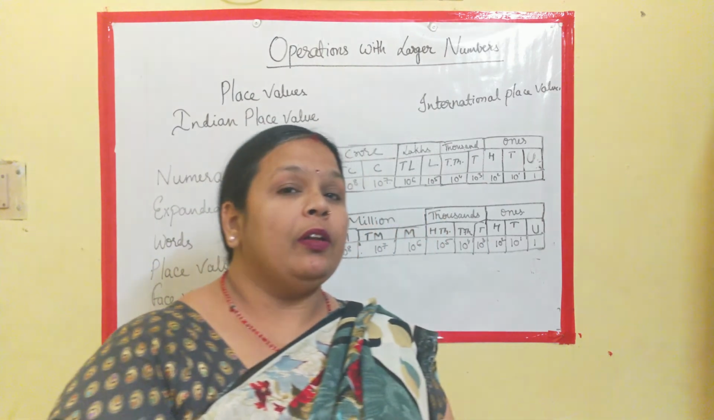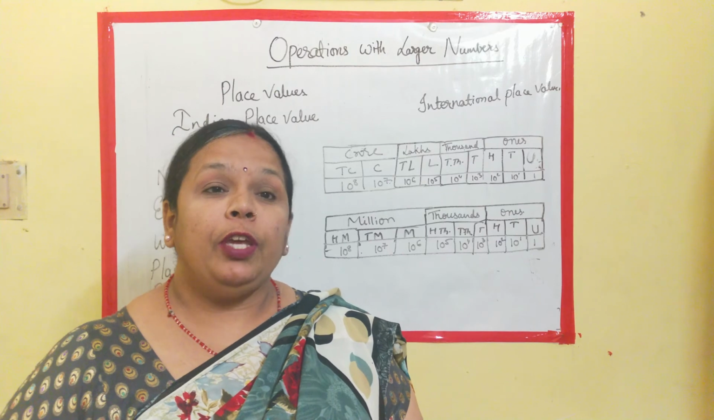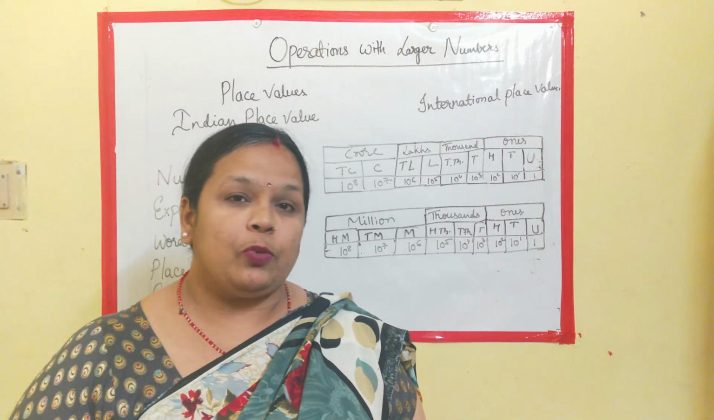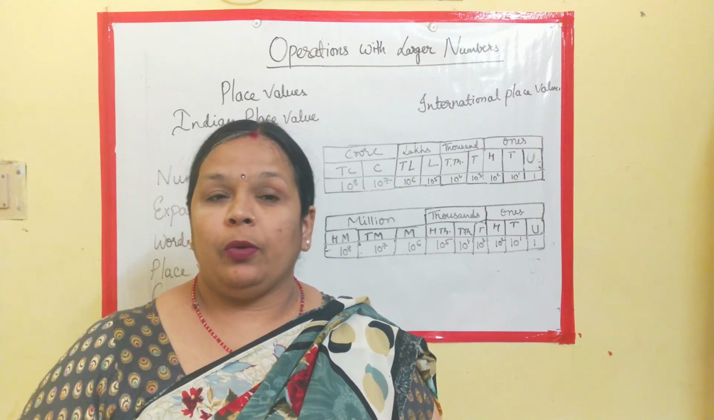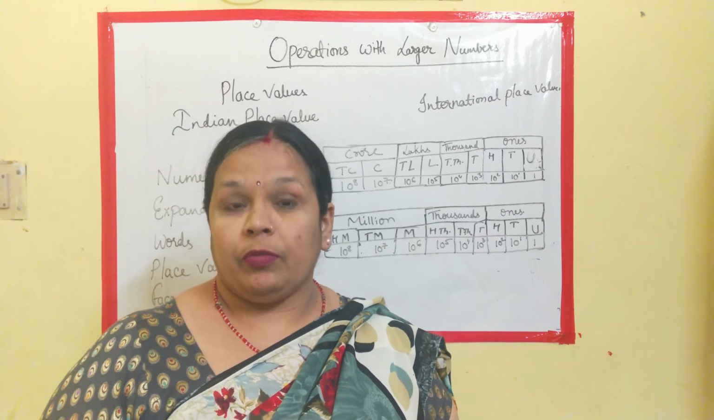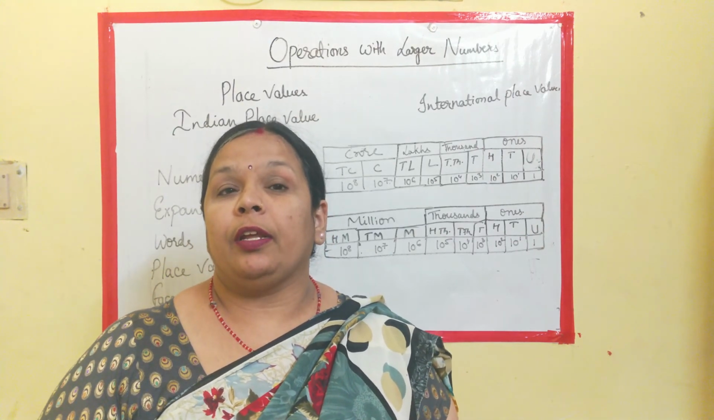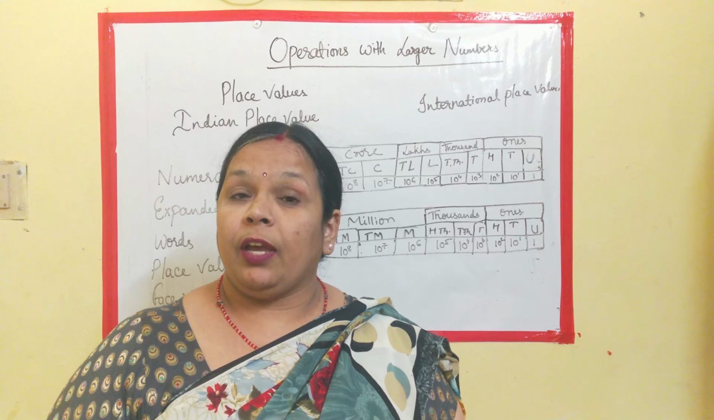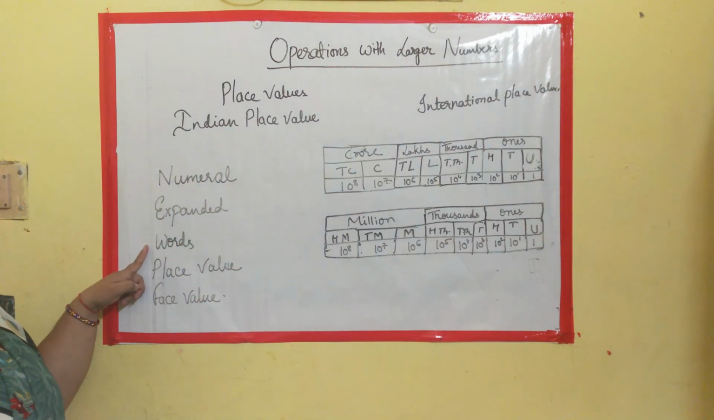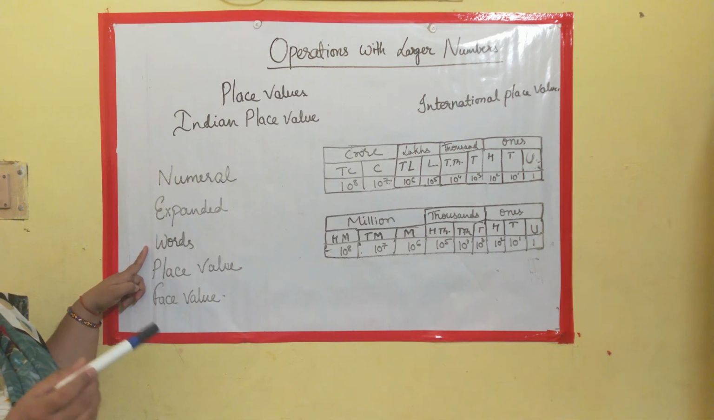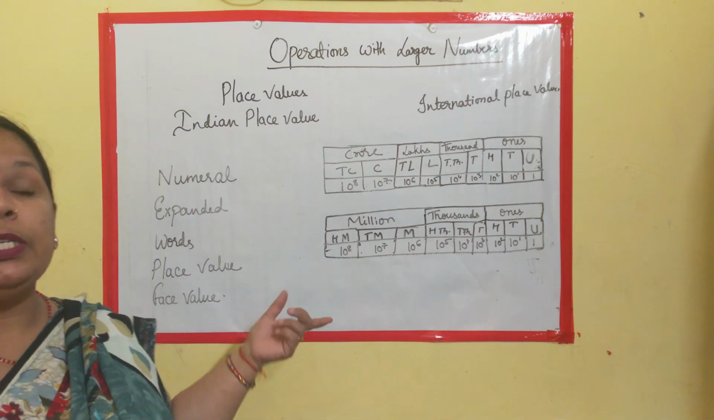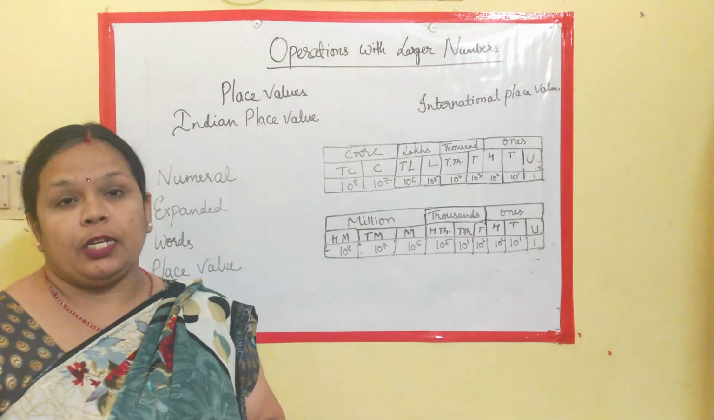When we were discussing larger numbers, we basically discussed the Indian place value and the international place value. What is the Indian place value, and what is the international place value? What was the difference between both of them? What things you need to consider while writing were discussed. Along with that, we have also seen the numeral form, expanded form, writing the given number in words, place value, face value, comparing the numbers, and arranging them in ascending and descending order.